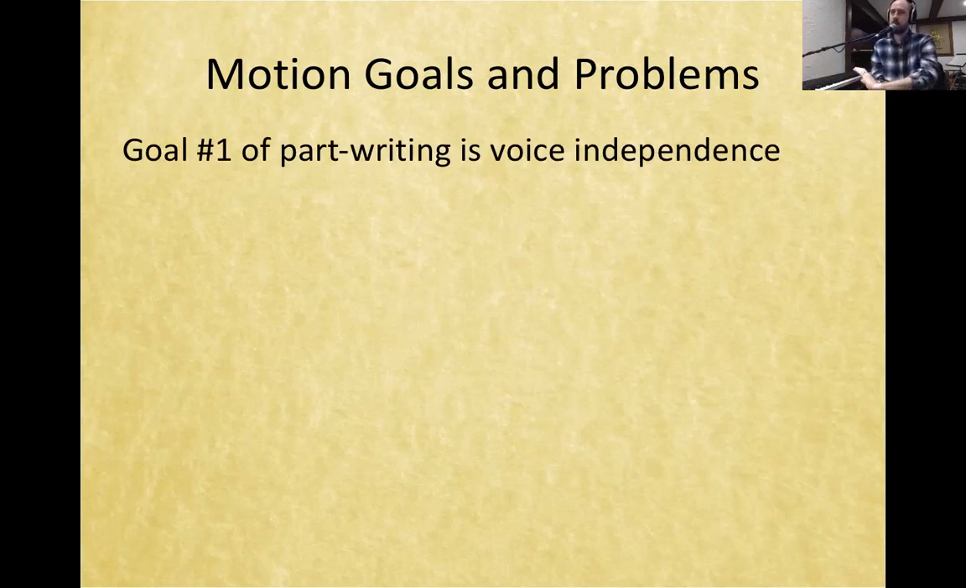So goal number one, and this goes back to what we were just talking about with only using parallel motion. Goal number one of part writing is to have independence in the voices that we're using. Like I said, there's nothing wrong with a bunch of parallel harmony. But if this is the melody and the harmony part is doing that, it's not independent at all. It's completely reliant on the motion, the direction, the rhythm, everything of that first line of the main melody.